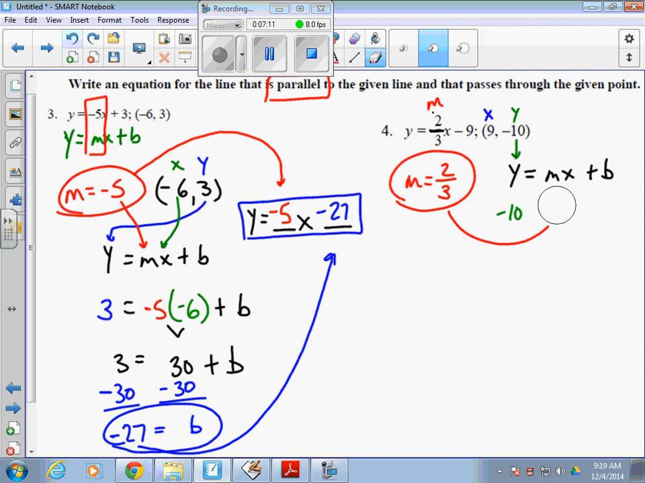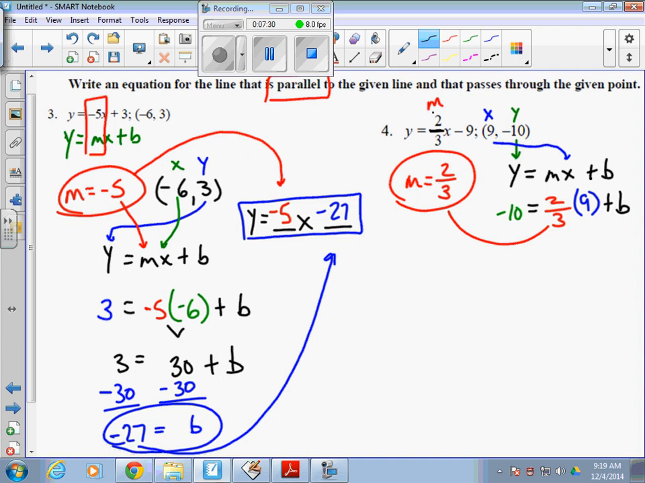I'm going to make that a little bit bigger, 2/3. And x's value from this point again goes right next to it. Since it's right next to it, you're multiplying by it, is 9. And then plus b is the unknown amount. So we have negative 10 equals 2/3 times 9 plus b. Multiply these two by each other. 9 times 2 is 18. 3 times 1 is 3. 18 divided by 3 simplifies further to 6. So when we bring the rest down, 6 plus b equals negative 10.